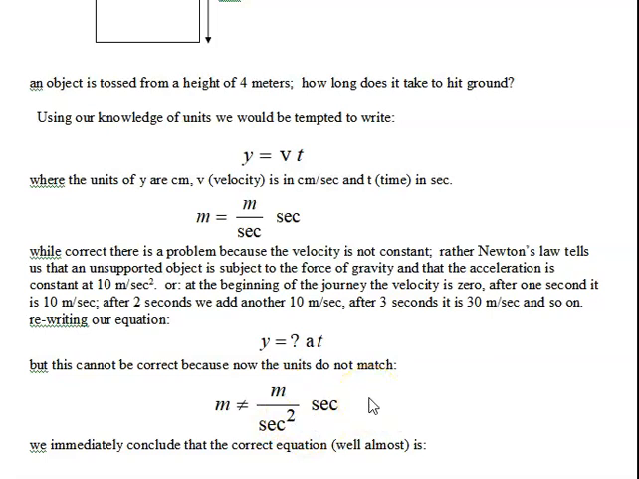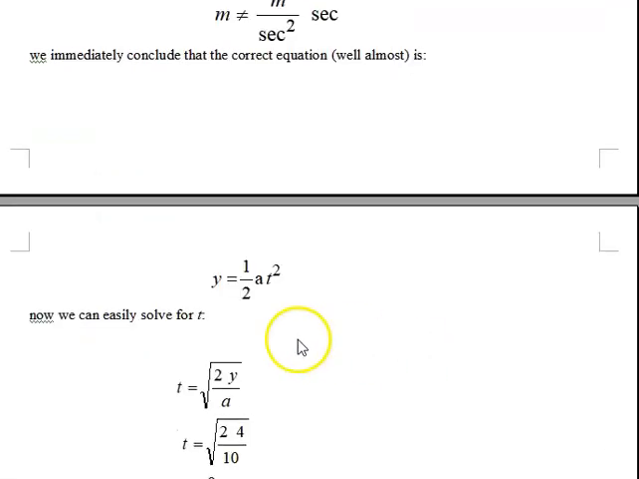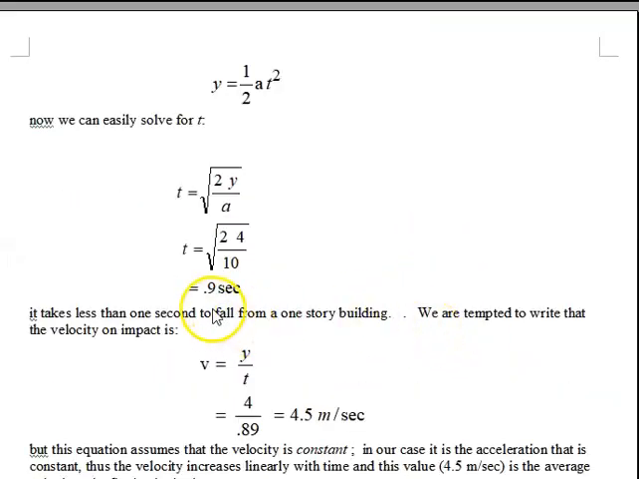So how to get around that? I just square t. So now I have y equals at squared, and then the units match, and that's the correct equation, except there's a pesky little value of 1/2, which in order to be exactly correct, I'm going to put in there. And I can solve now for t, and I get 0.9 seconds.